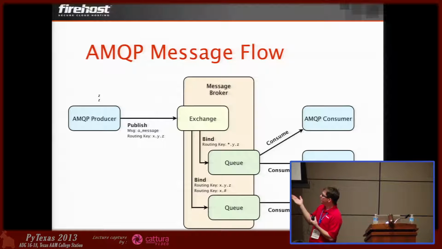Likewise, if you had a message come in with the routing key x.a, that would only match the second binding key on the second queue, and then it would only land on that queue, not both of them. So that gives you some idea how the message flow works.